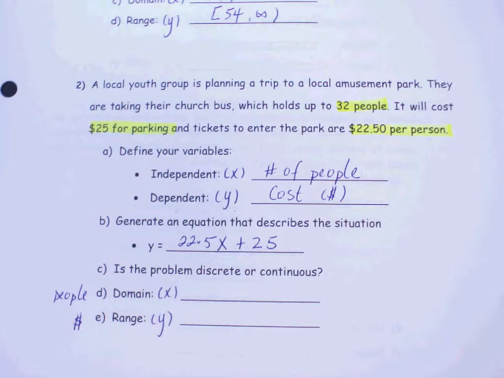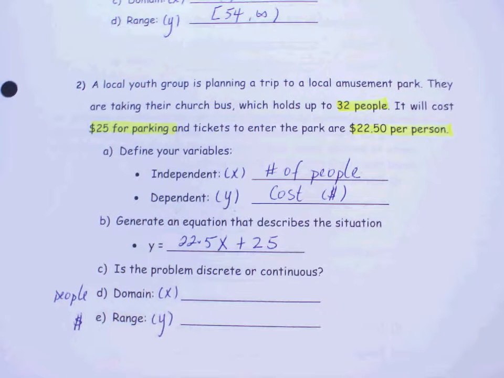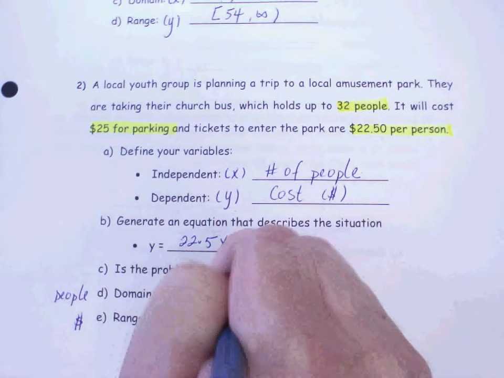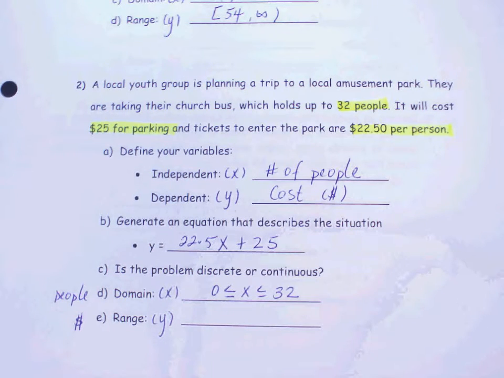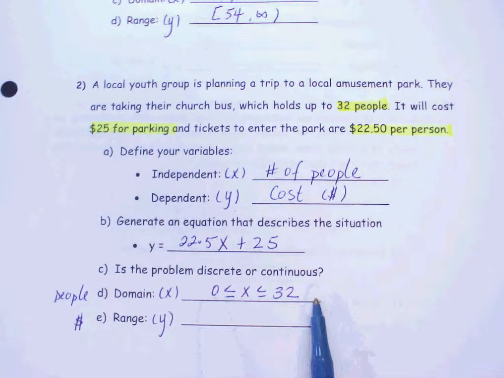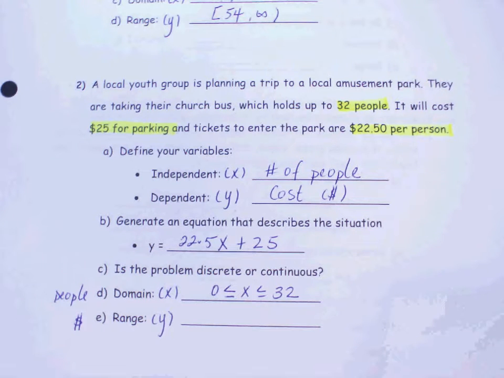I can't hear. What's your domain if domain is the number of people? X greater than or equal to 0. Very good. Your domain would be from 0 to 32 because after all, if nobody signs up, then nobody's going, right?